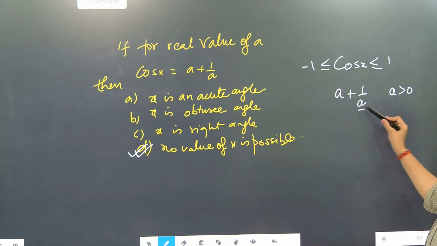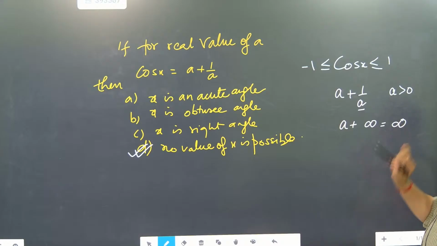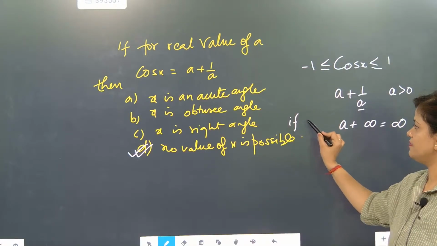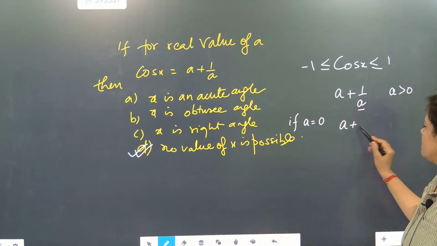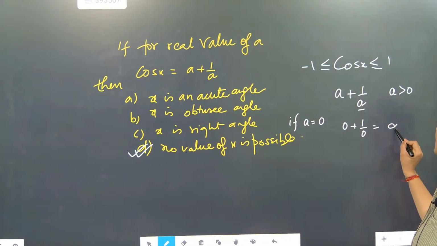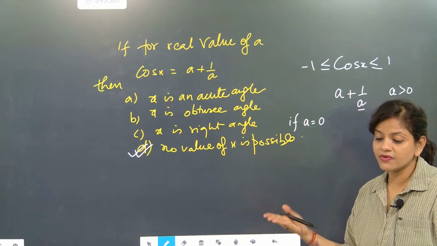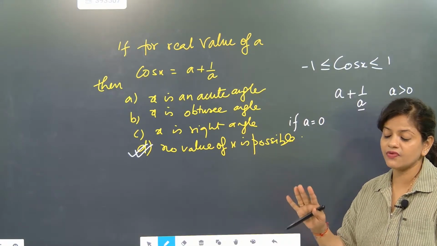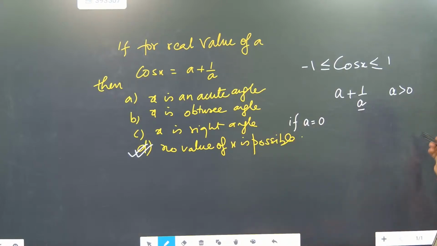Because if a becomes 0, then what will happen? It will become 0 plus 1 by 0, and 1 by 0 is infinity. This is not possible because cos and sine are trigonometric functions whose values lie between -1 and +1. So that means a should be strictly greater than 0.